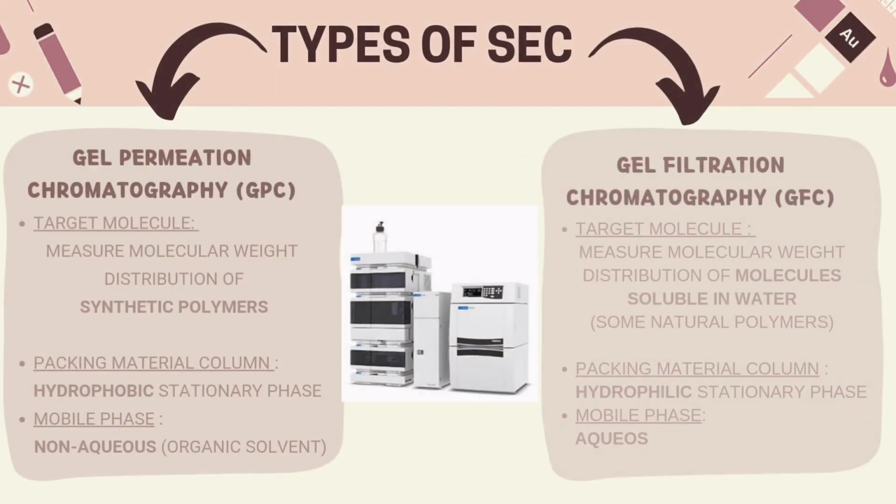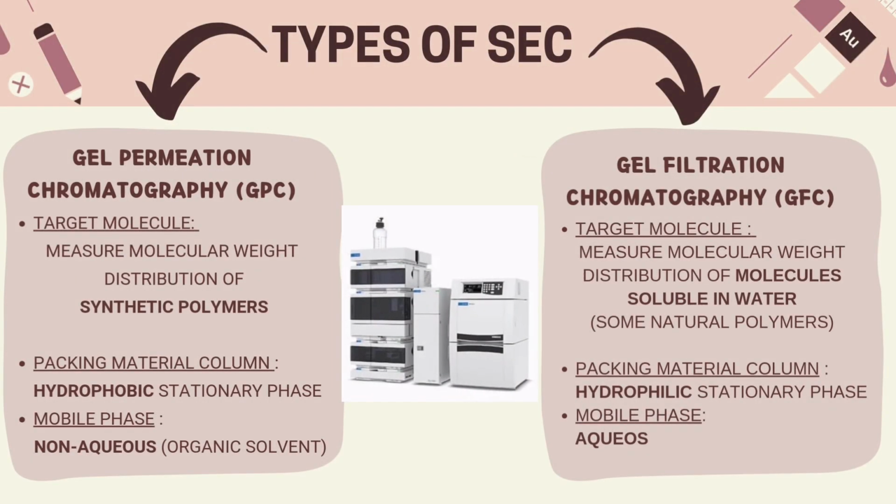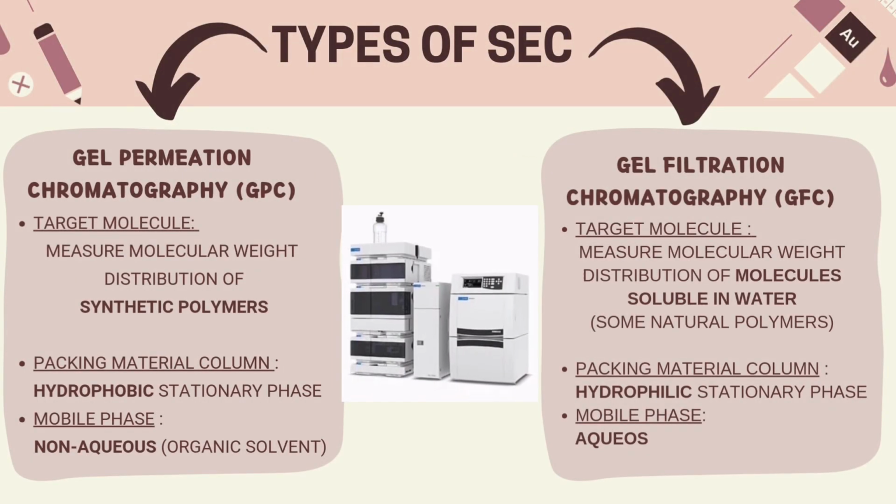There are two types of size exclusion. First is gel permeation chromatography. The target is to measure the molecular weight distribution of synthetic polymers. The packing material needs to be a hydrophobic stationary phase, while the mobile phase needs to be non-aqueous, which is an organic solvent.